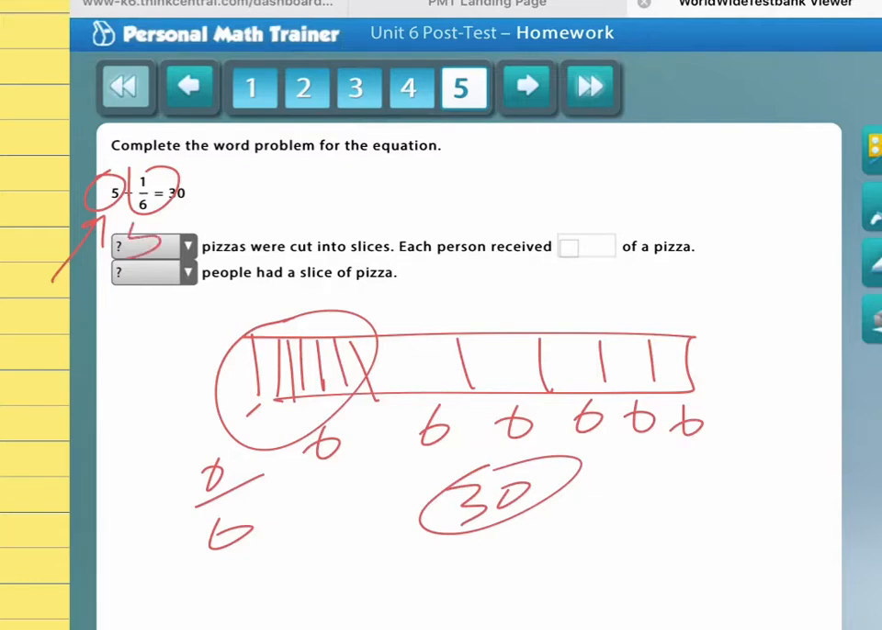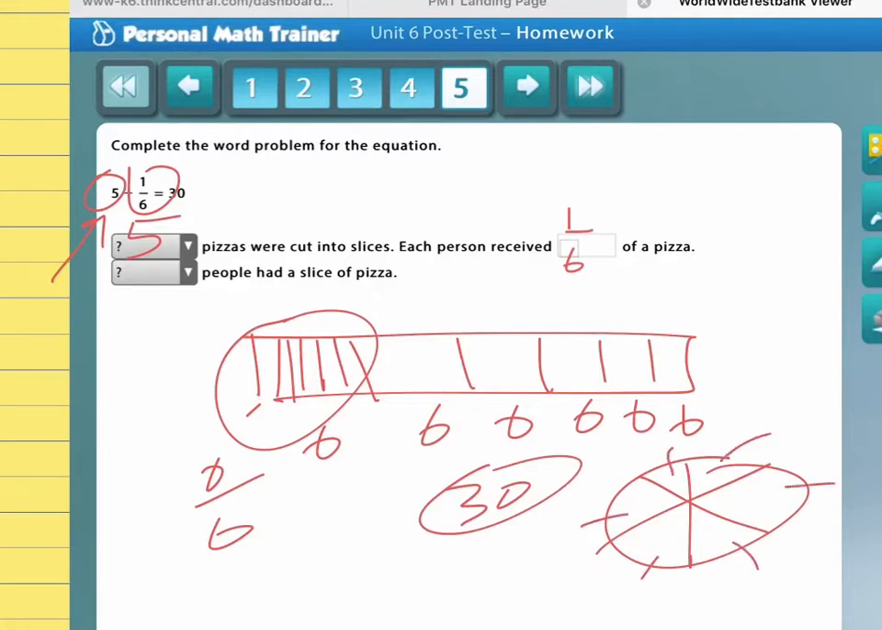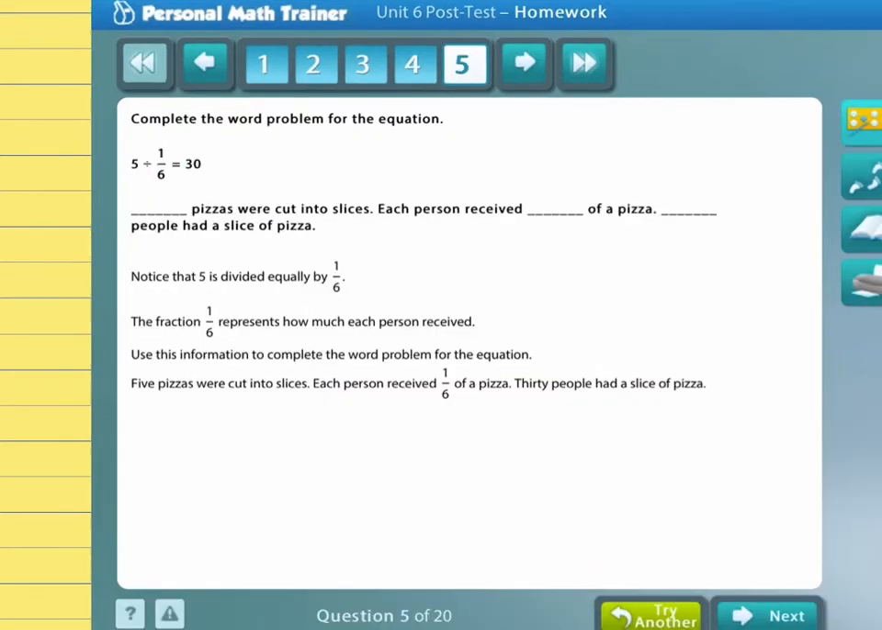So you have 5 pizzas, that's your dividend, cut into slices. Each person gets 1/6 of a pizza. So how many slices will there be altogether? I guess I could have drawn a model like that. So each one of these is 1/6, and if you had 5 pizzas, you would have 30 slices of pizza. And here is Think Central's explanation of that.